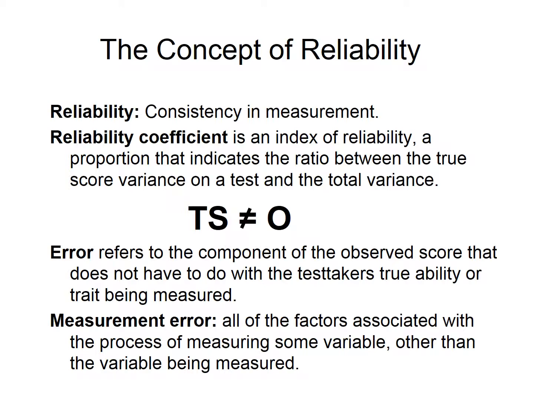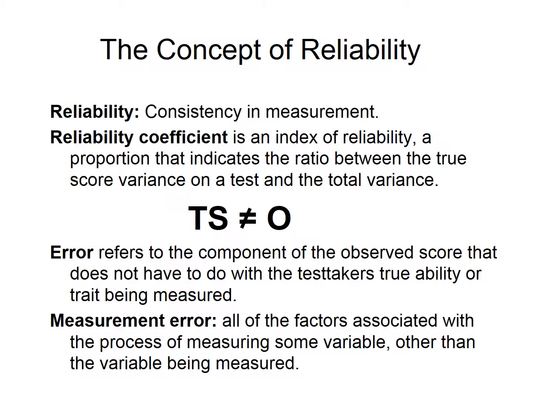So error refers to a component of the observed score that does not have to do with the test taker's true ability or the trait being measured. And again, a strong reminder that true score equaling or not equaling observation plus or minus error is a theoretical equation. We never know what true score is. But we do know the less error we have, the more likely our observation might be closer to what that true score is. So measurement error is all the factors associated with the process of measuring some variable, other than the variable itself being measured.